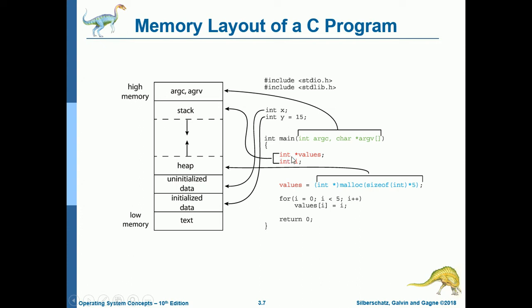And then we have int asterisk values for the pointer, and int i, this will be put in stack. And then values is equal to integer, then memory allocation, so that's why it's called malloc. Then size of int times 5. So this will be put into heap. And then the for loop and return will just execute.